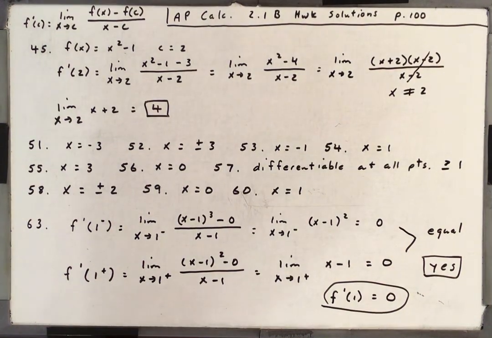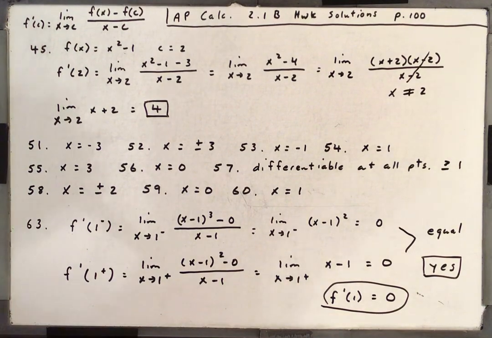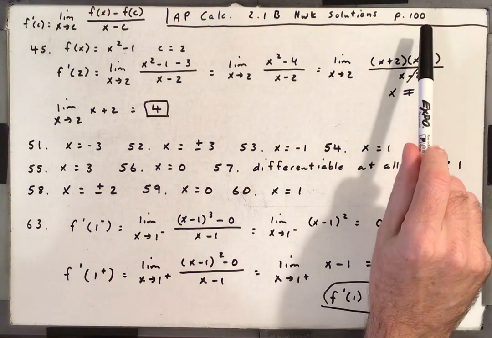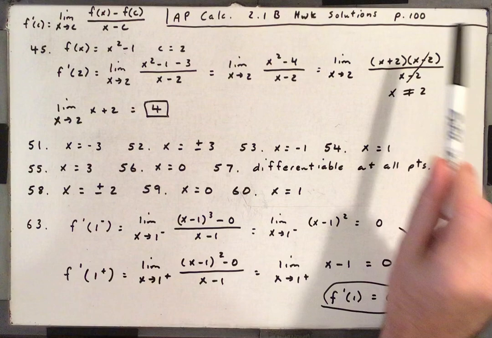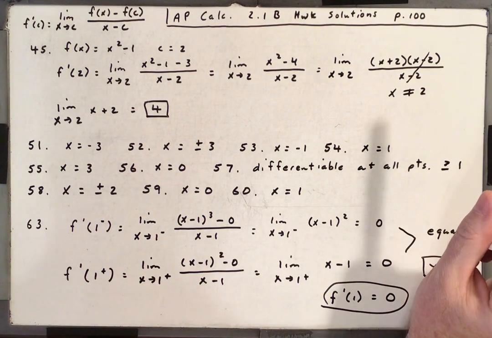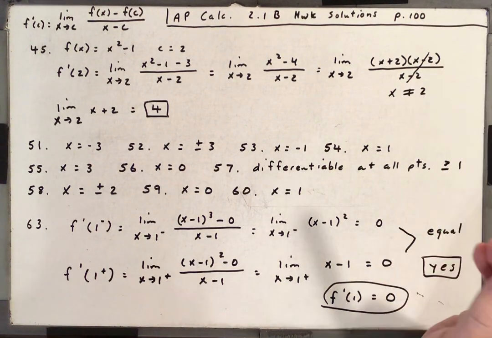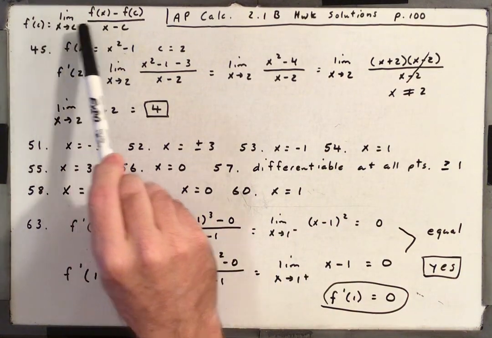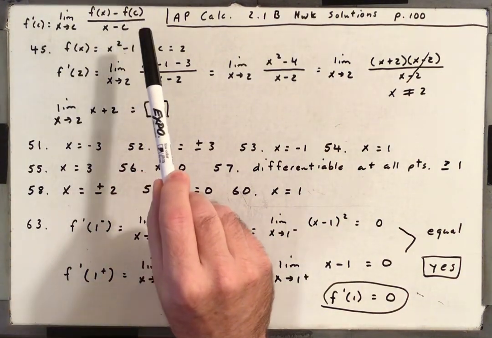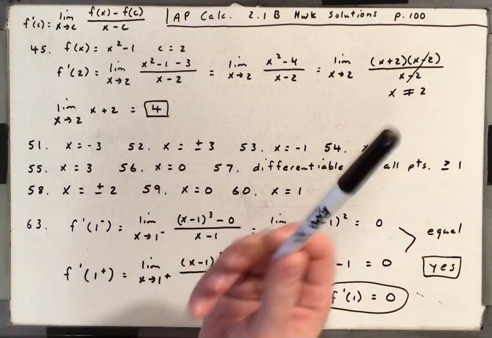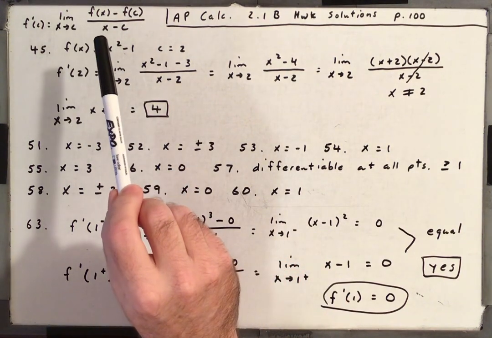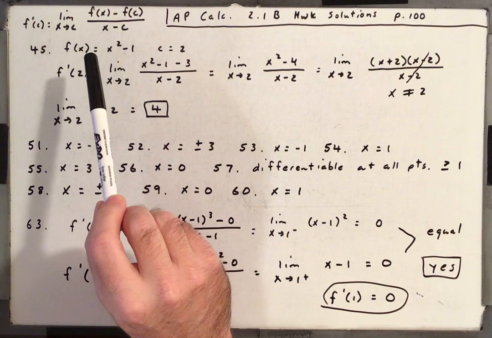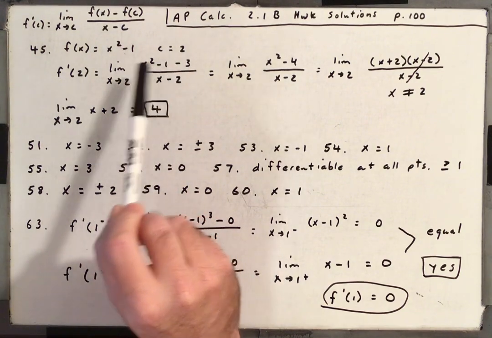All right, we're on the solutions video for AP Calculus, section 2.1b, page 145, 51 through 60, and then 63 through 66, about the alternate form of the derivative. Here's the equation, lest we forget it.